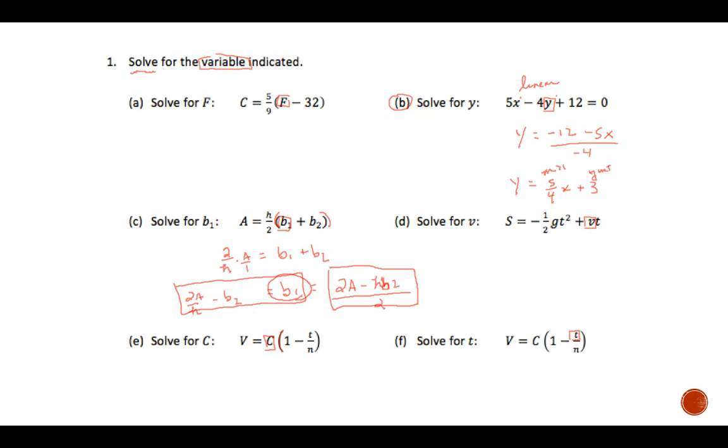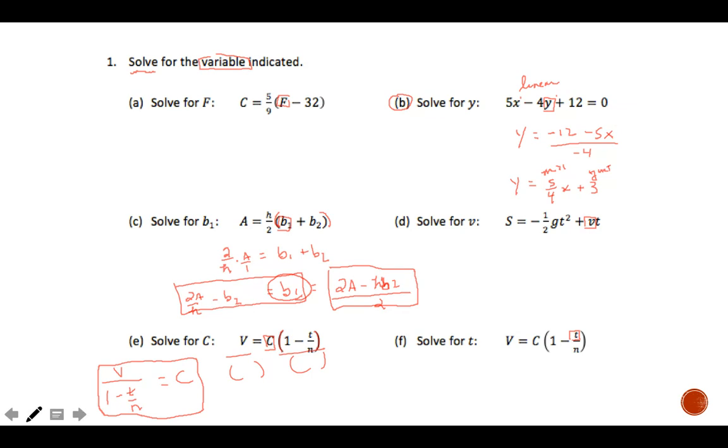This whole grouping symbol is multiplying c, so I'm just going to divide v by it. So if I have v is equal to 1 minus t over n times c, then c is equal to v divided by that, right? I just divided both sides by that thing. This is not a full credit answer because you're never allowed to have fractions within fractions. So I want to demonstrate getting rid of this miniature fraction.